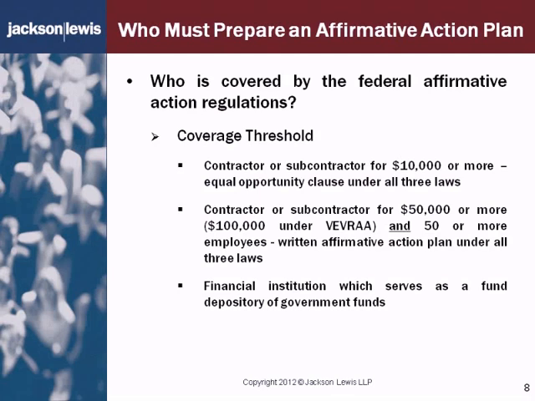So the first threshold is the lower threshold. If you have a contract or subcontract of $10,000 or more, but less than $50,000, if it's at least $10,000, you are subject to what's called the Equal Opportunity Clause under all the three laws that I mentioned before, Executive Order 11246, the Rehab Act, and VEVRAA.